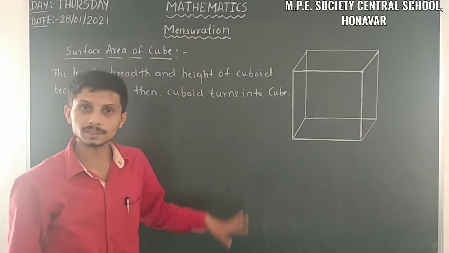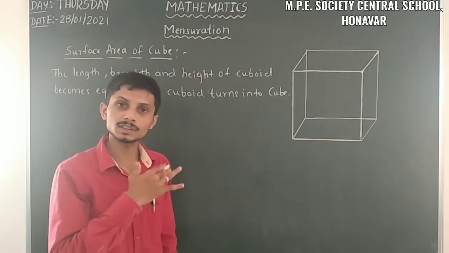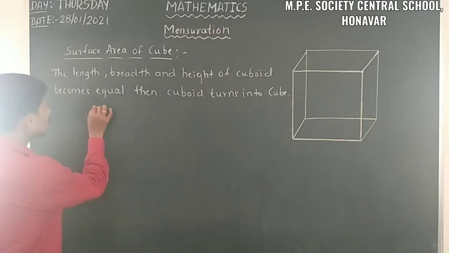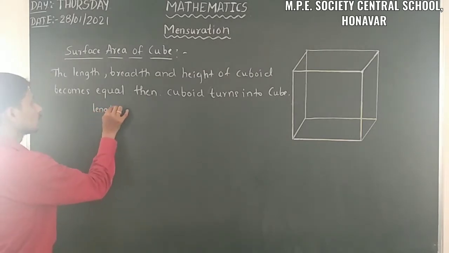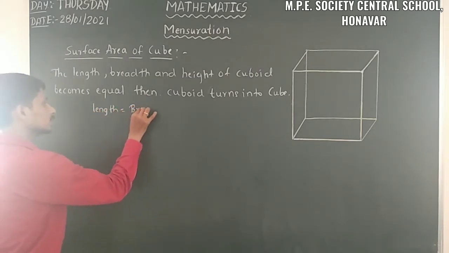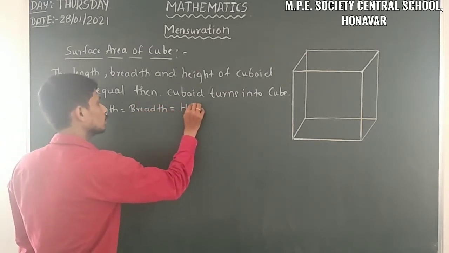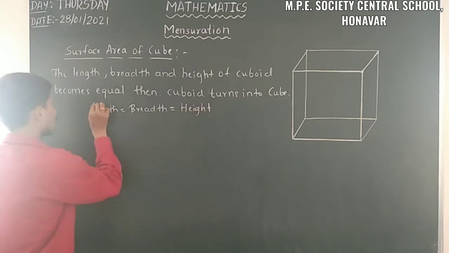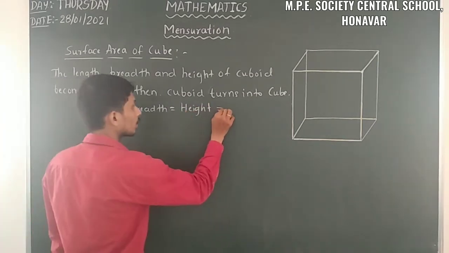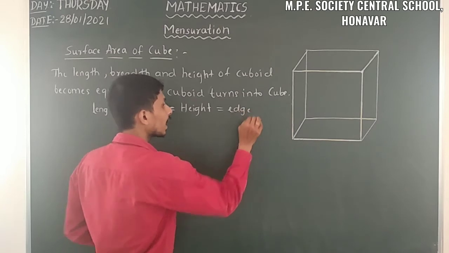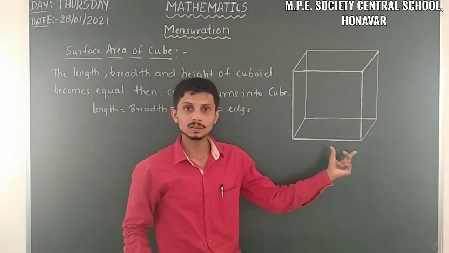We already know the formula for finding the total surface area of the cuboid, so just substitute all these things. Here, length is equal to breadth is equal to height is equal to edge. That means it is the edge of the cube.